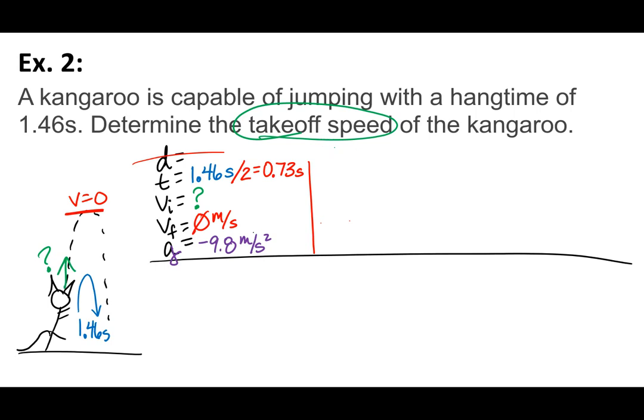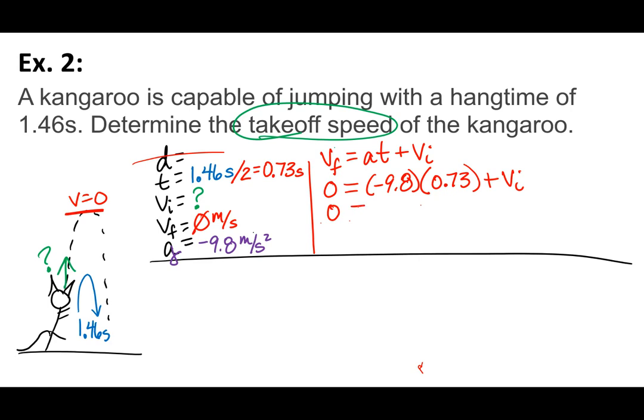All right, let's see. It's going to be that last equation we did, right? VF equals AT plus VI. We have 0 equals negative 9.8 times, remember the half the time, 0.73 plus VI. All right, and so then we're going to multiply that 9.8 by 0.73, and we get 0 equals negative 7.154 plus VI.